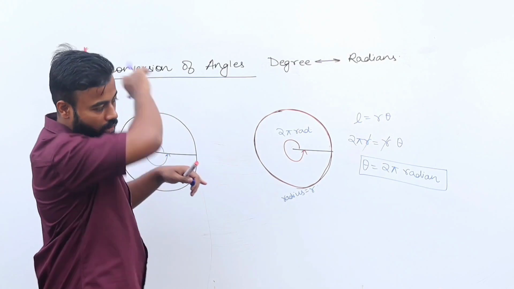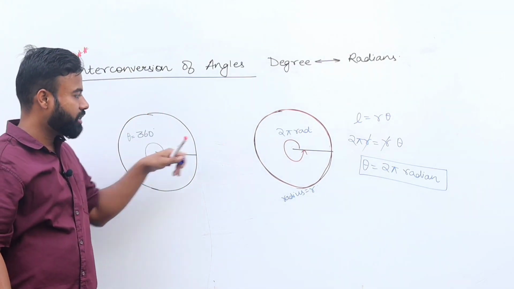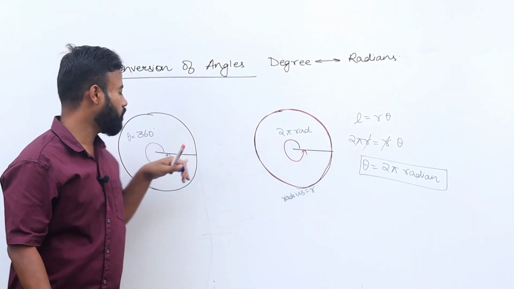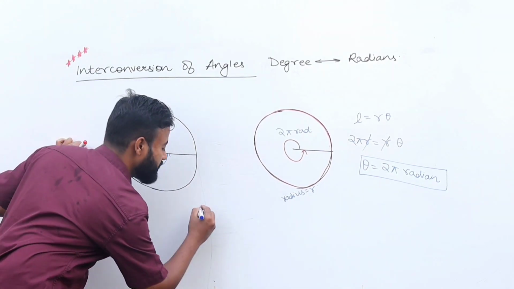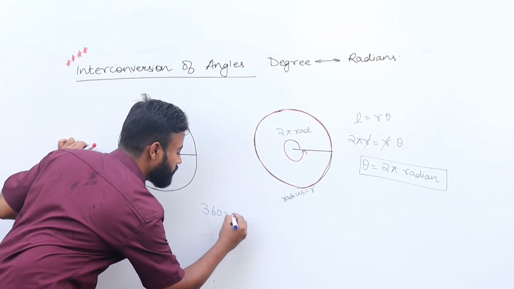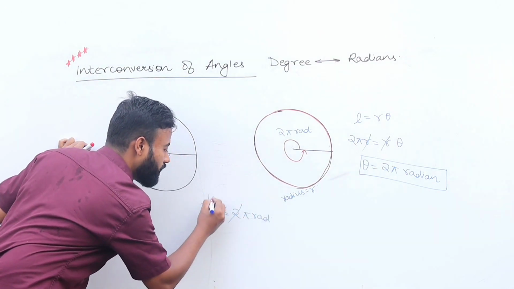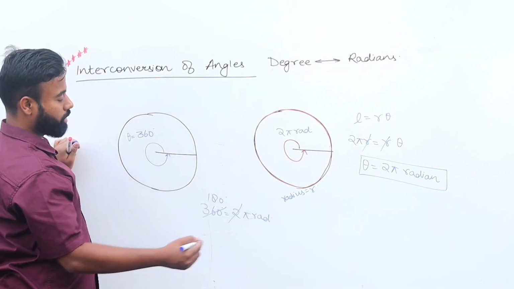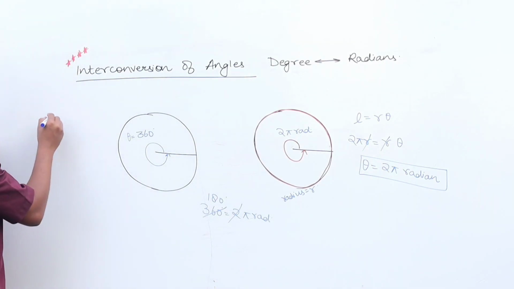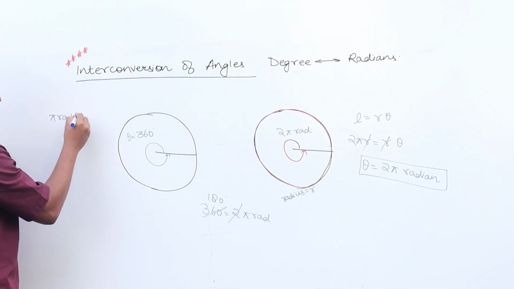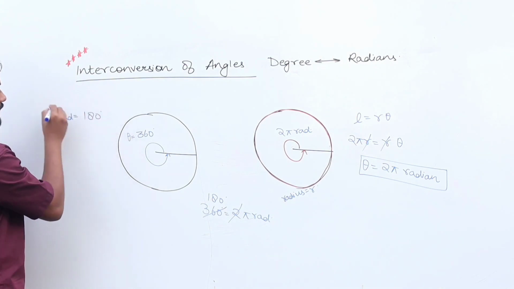This is 360 degree. So we can say that this angle is equal to this angle. Obviously, both the angles are equal. Therefore, we can say that 360 degree is equal to 2 pi radian. We can cancel 2 by 180 times. Therefore, the relation we are getting is pi radian is equal to 180 degree.